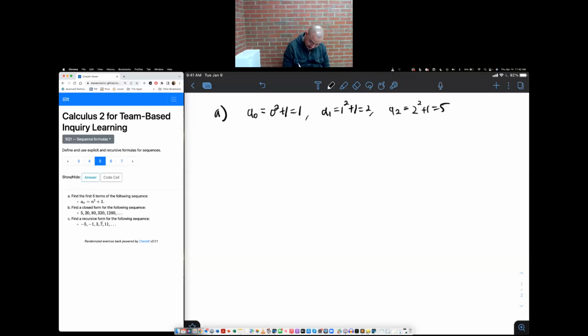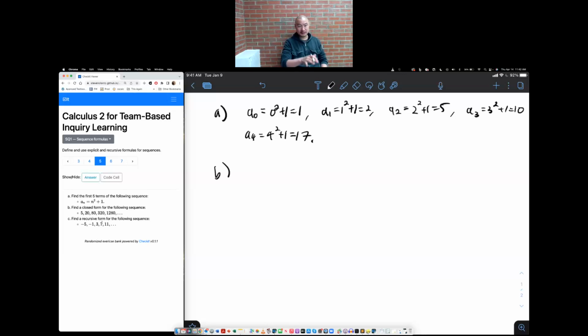A sub 3 is going to be 3 squared plus 1 equals 10, and then a sub 4 is going to be 4 squared plus 1 equals 17. And that is our first 5 terms, again remembering that we started at 0.